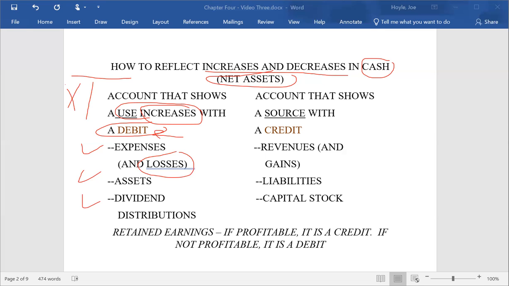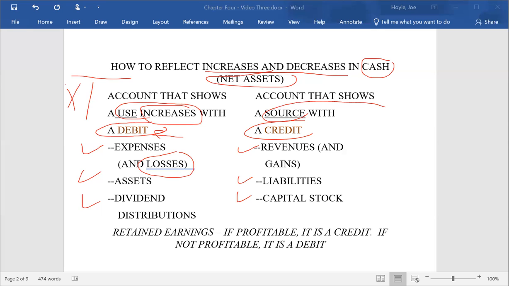You can learn that. Now, there are also some accounts that increase with a credit. They are accounts that are sources of your cash or your net assets. If you're in business, where do you get your net assets? Well, you get them in three ways. You can get them from revenues or gains if it's not from your primary business operation. You can get them from borrowing money, from liabilities, or you can get them from your owners, the capital stock. There's only really three ways to increase your net assets, your cash.